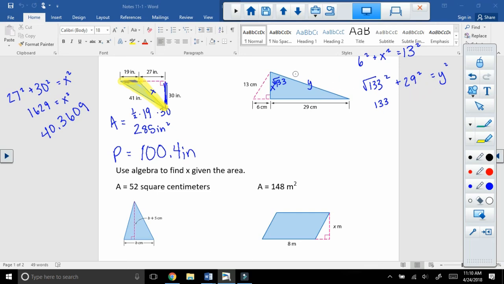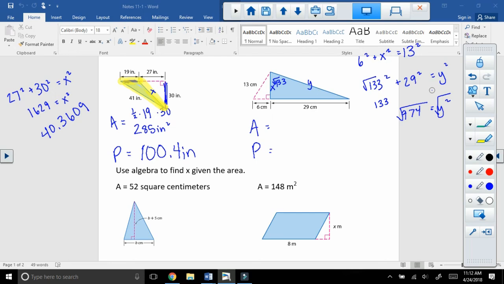So go ahead and finish finding this and then calculating area and perimeter. And then we'll come back with the answer in just a second. So when you add 133 plus 29 squared, you should get 974 equals y squared. Take the square root of that. Okay? If you want to change this one to a decimal at this point, that's when I would do that.